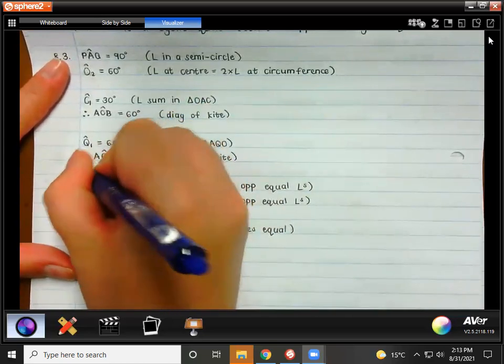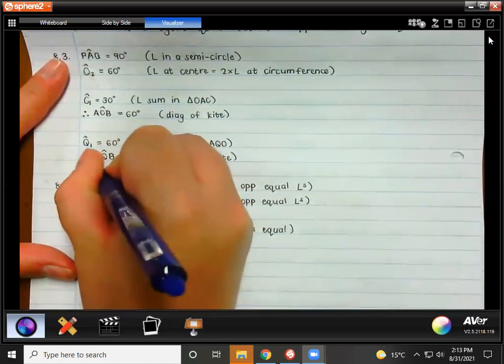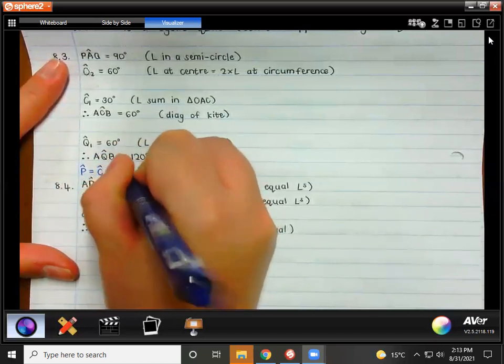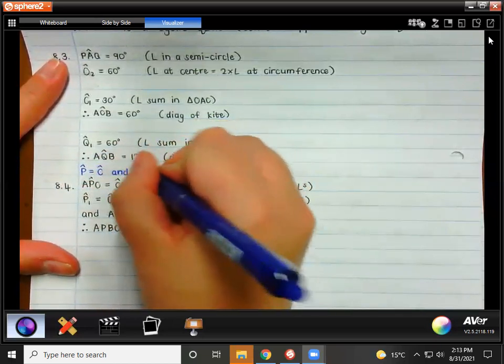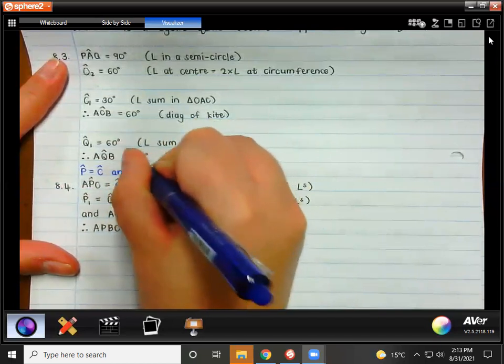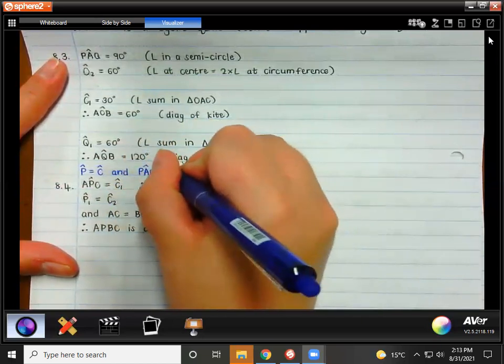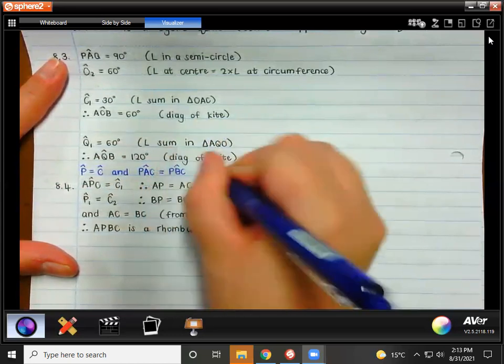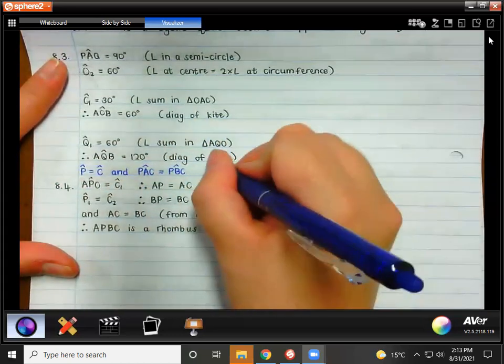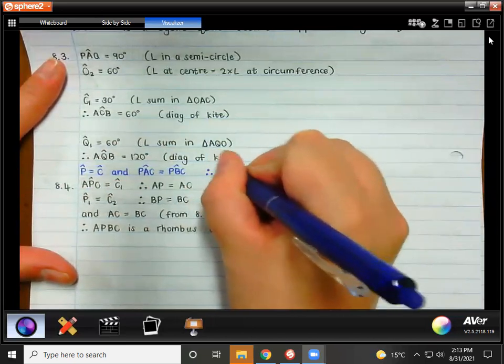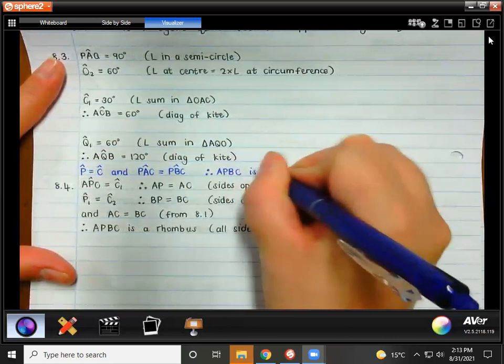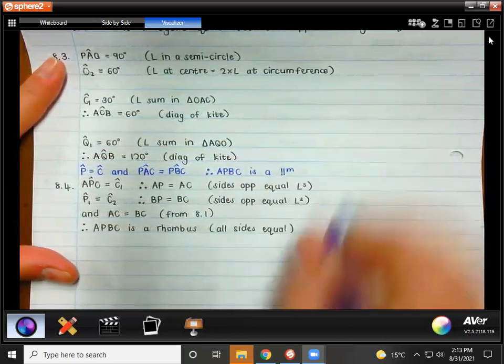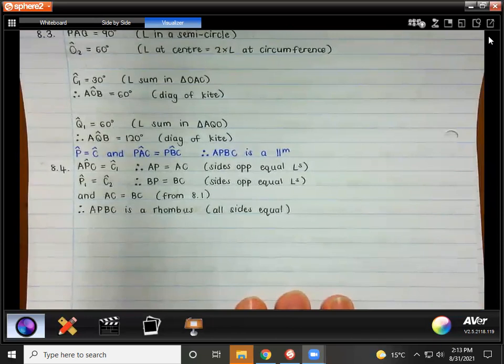Okay, angle P is equal to C and angle, I'm just going to write PAC is equal to PBC. Therefore, APBC is a parallelogram. Yes, you do actually have to say that first, and then you have to prove that it's a parallelogram with all four sides equal.